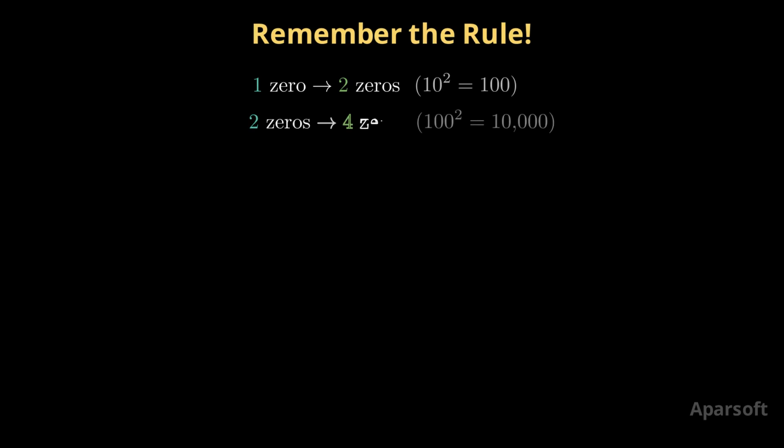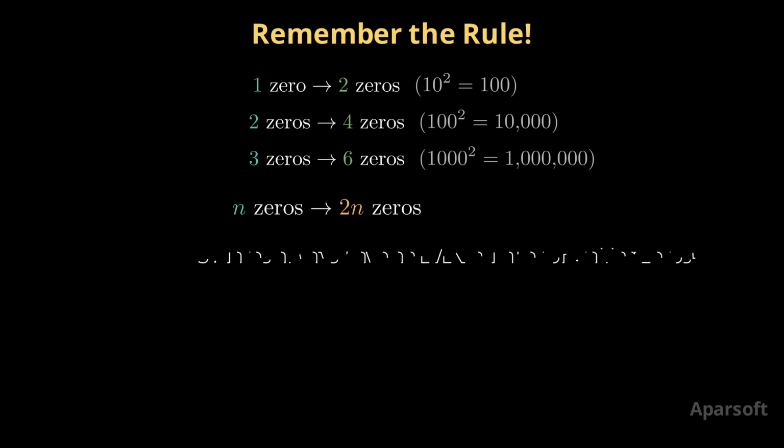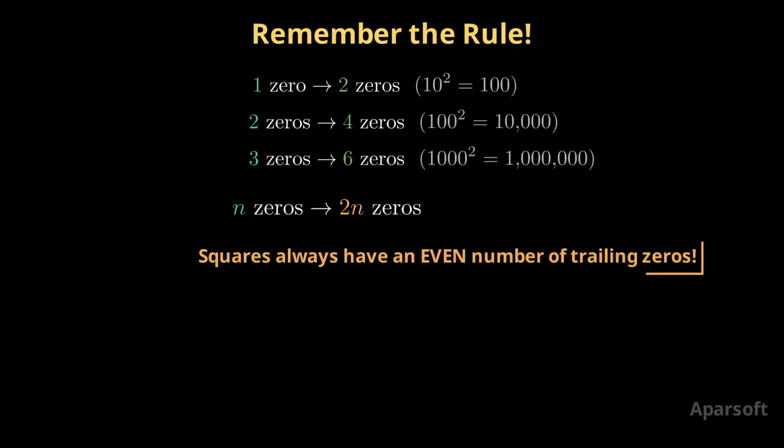When you square a number, the trailing zeros always double. 1 zero becomes 2, 2 zeros become 4, 3 zeros become 6. In general, n zeros become 2n zeros. This also means squares can only ever have an even number of zeros at the end. And now you know why.